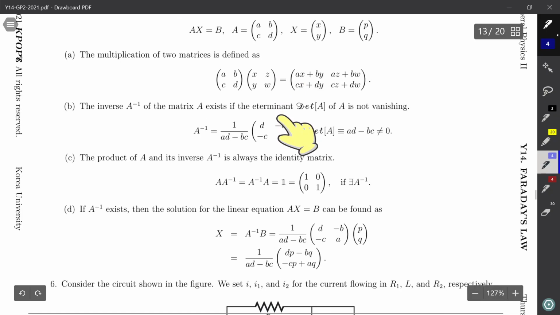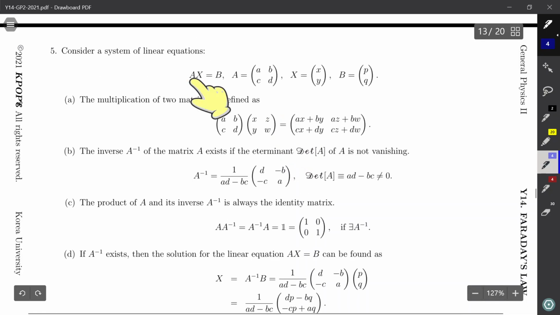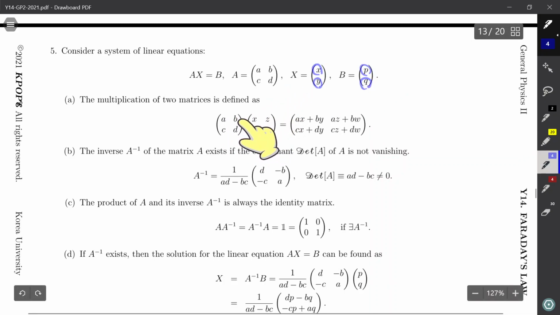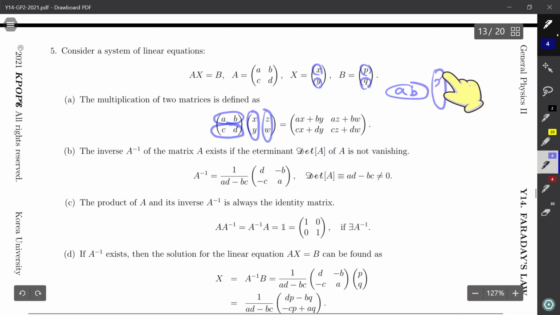Okay, let us consider a linear equation. A is a square matrix. X is a column vector that are unknowns. B is a column vector, known values. Multiplication of two matrices, (a, b; c, d) times (x, y). Multiplication is made by row multiplied by column. Row multiplied by column, x y. This is ax plus by.